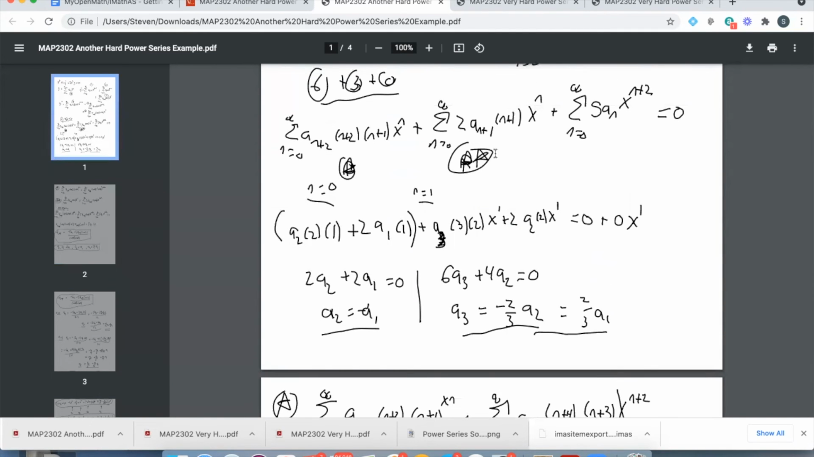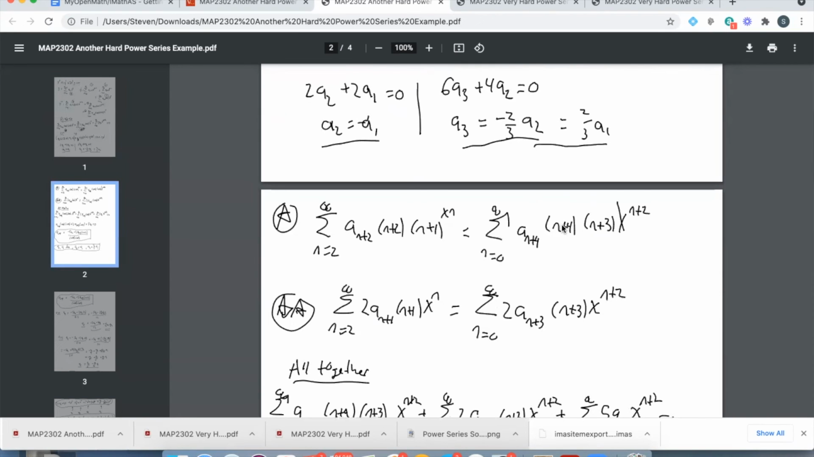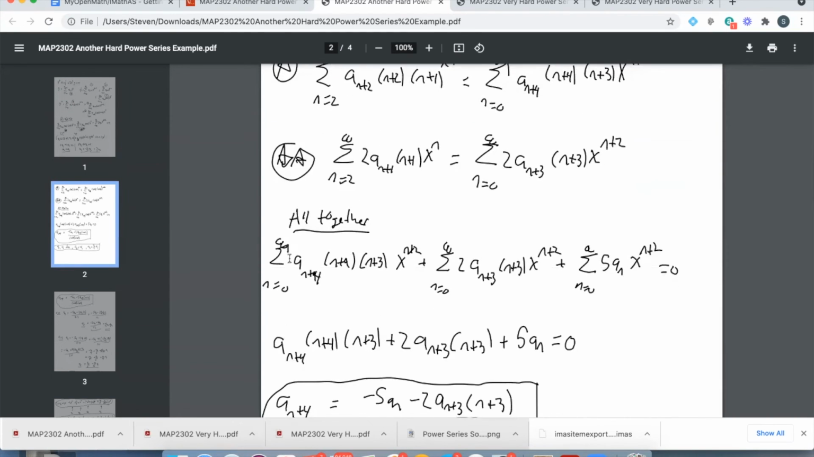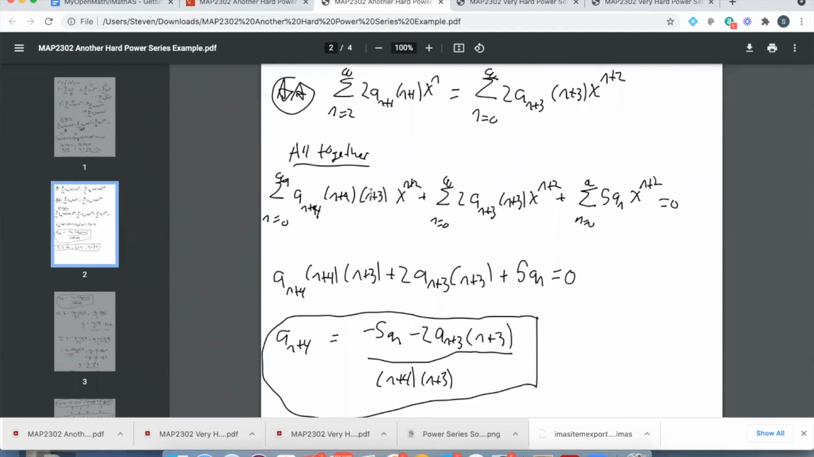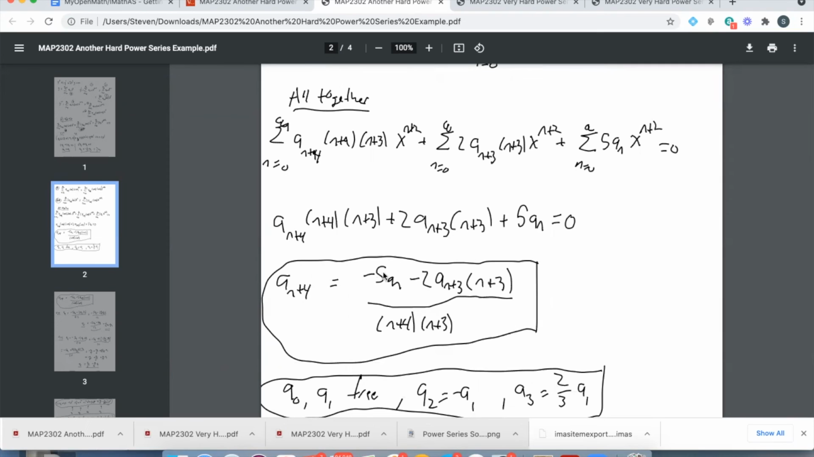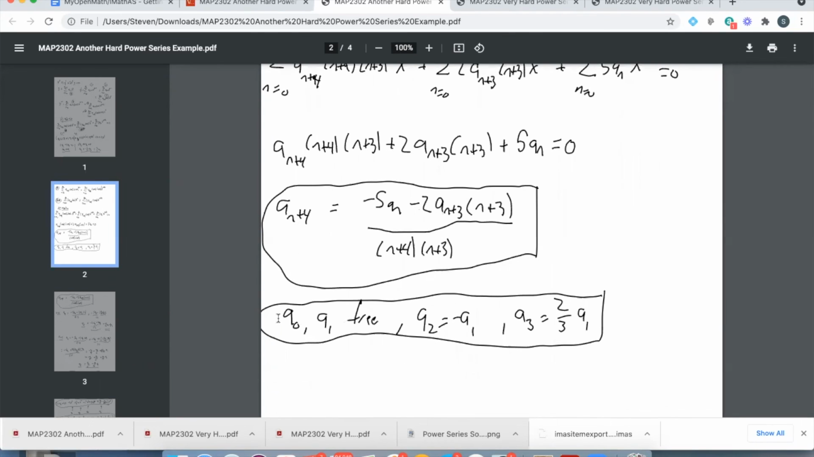Same game, literally the same game here. Then I put all that together into one single sum. Now everybody has an n plus 2. Everybody starts at 0. So I can squish this all together, combine all of my coefficients. That must equal 0. And I get this really nasty recursive formula. So a(n+4) here depends on an and a(n+3). So to second order, I'm always going to have two free parameters here, a0 and a1. Everything else will depend on those two.